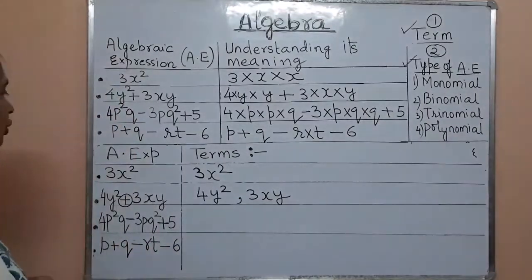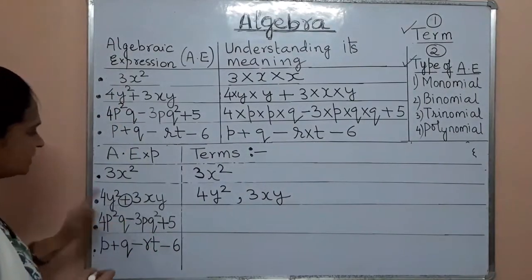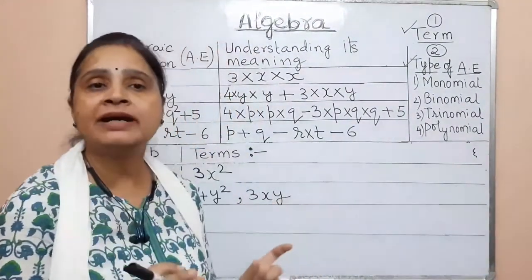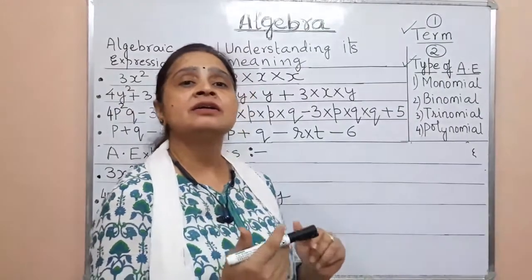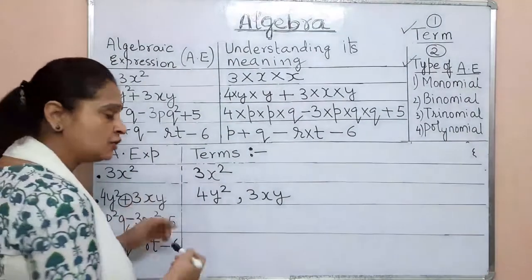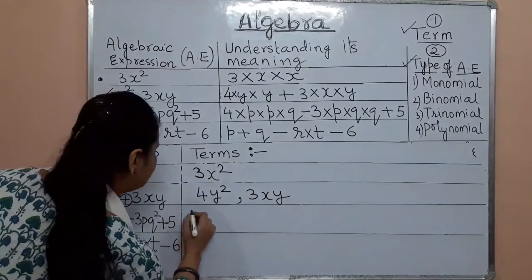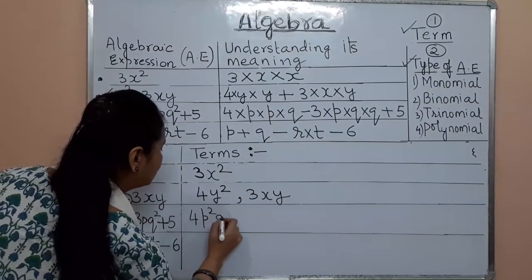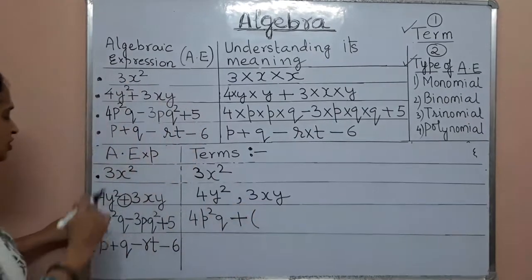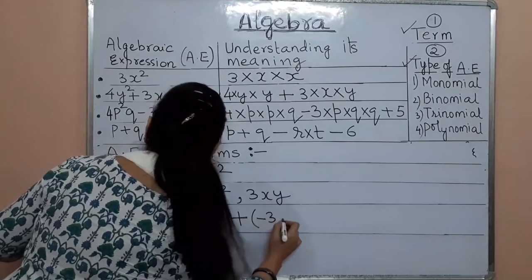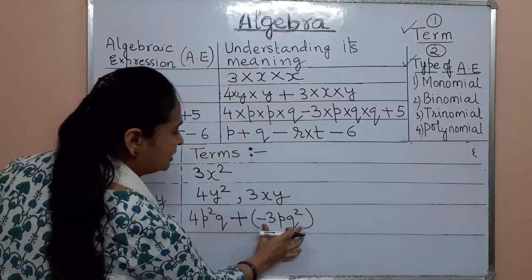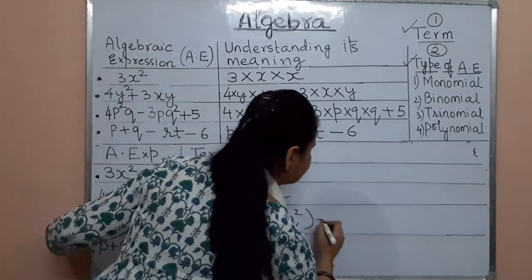Now in the third one, you can see that there is a minus sign, and I said that terms are the smaller algebraic expressions which are connected with a plus sign. So let us change this minus sign into a plus sign, and how will it be done? It is 4p square q plus, and if you connect it with your integer chapter, we know that this should be like this: plus minus of this number, plus 5.